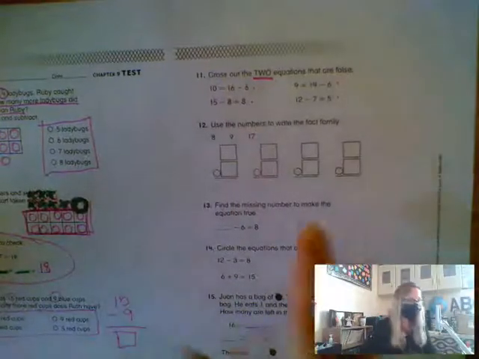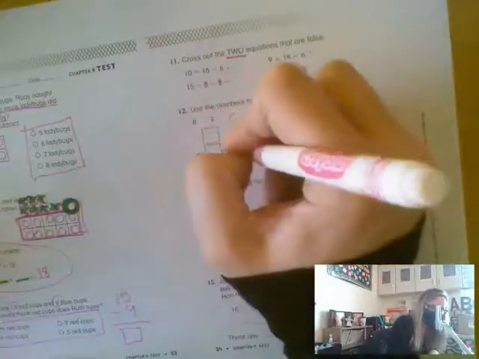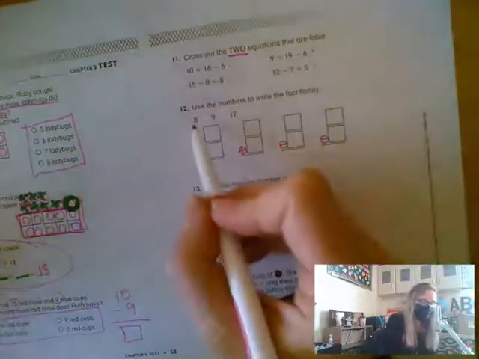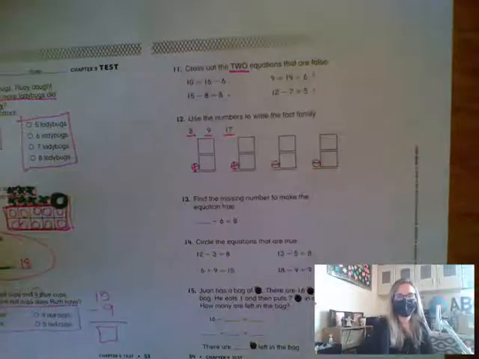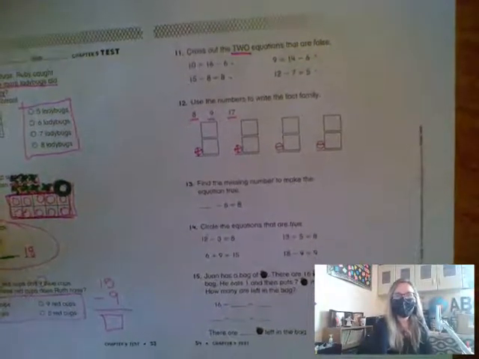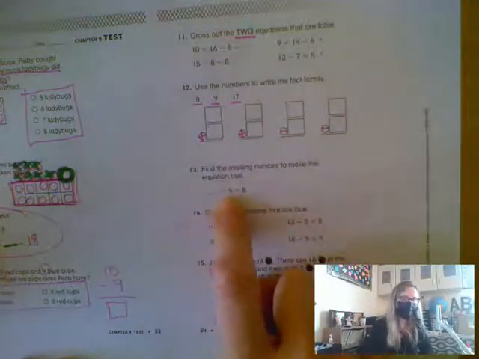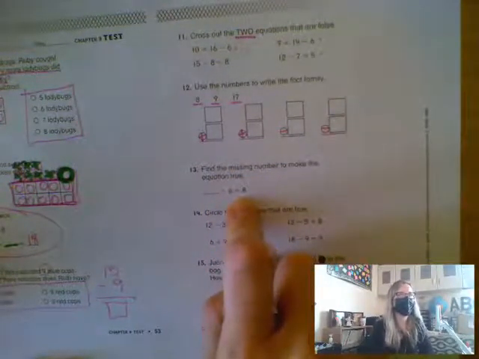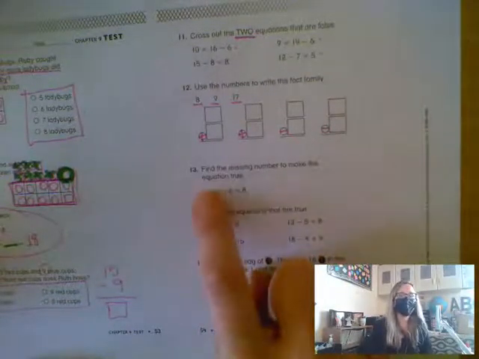All right, for number 12, you're just going to do the fact family, friends. So right away, you know you have 2 addition and 2 subtraction. So you can plug in your plus, plus, minus, minus. And then using the numbers 8, 9, and 17, plug them and chug them. Show me your fact families. Number 13, find the missing number to make the equation true. So some number, take away 6, equals 8. What is that number? Well, if you add up 8 and 6, I bet you'll find that number. Put it on the line.